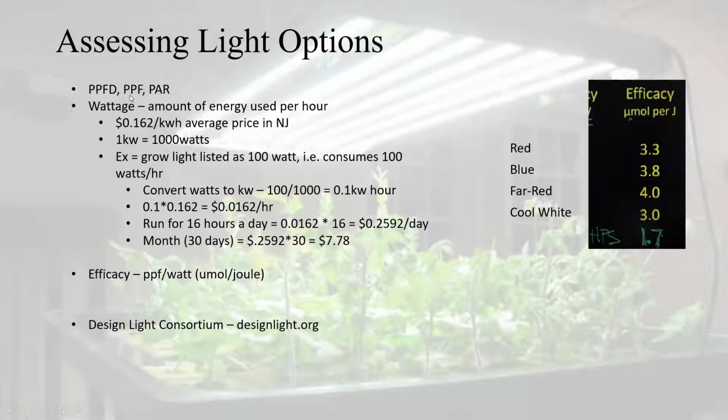And one other thing before I do that is these values up here, right? We talked about their definitions in the last lecture, but you will still see manufacturers use them interchangeably. So sometimes they'll say the par value, and what they're talking about in terms of modern definitions is ppf. Sometimes they'll use ppfd, etc. So just something to be aware of, that these are sometimes used interchangeably, and they can get mixed up. So let's take a look at this Design Light Consortium and see how we could use that to get the information that we're trying to look at.